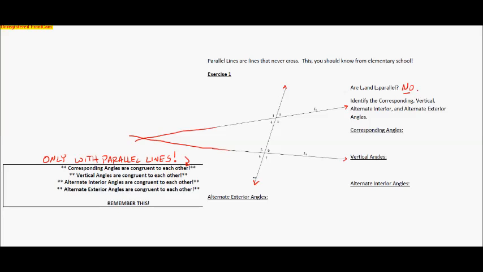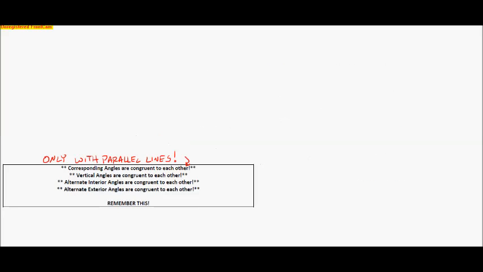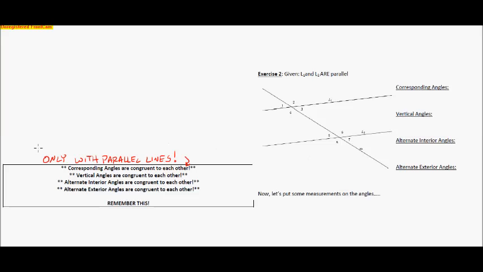Okay, so I'm going to turn this other layer off. I'm going to turn to the second exercise, which is on the next page of your note packet, and up here we say, well look, we're already going to tell you that these are parallel. L1, which is right here, and L2 are parallel. And let's just name the different types of angles here.